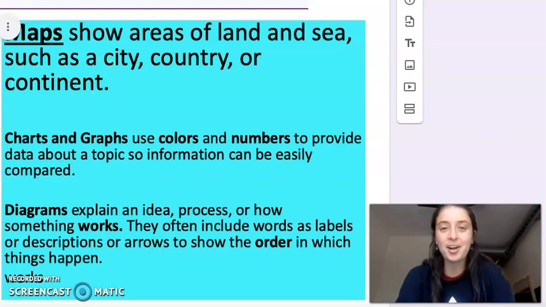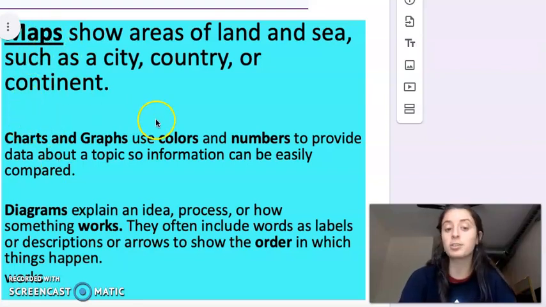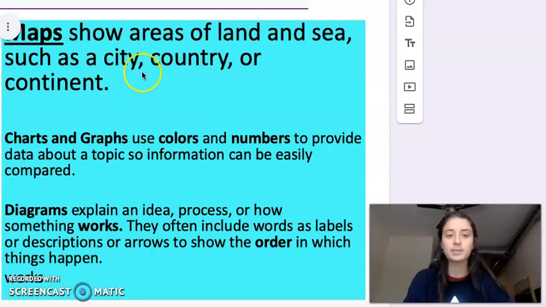Hi guys. So we're going to start by going through some of the notes. We did go over this earlier this year in class, but we'll go through it one more time just to make sure everyone's on the same page. So we're talking about maps, charts, graphs, and diagrams, but mostly we're going to focus on maps.